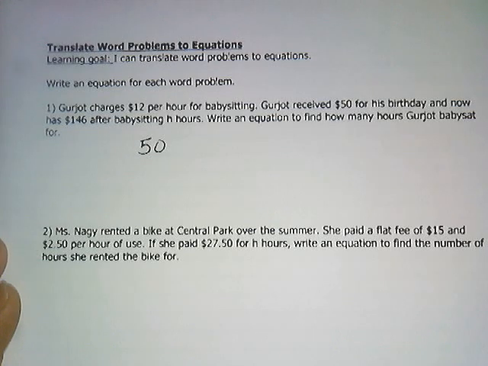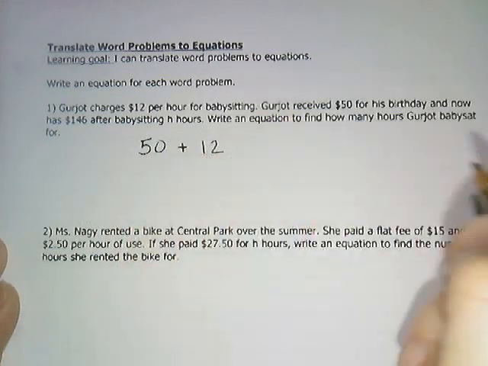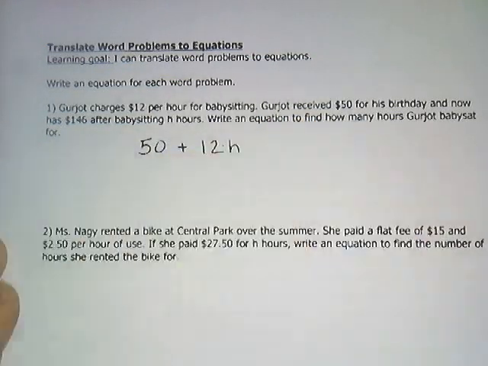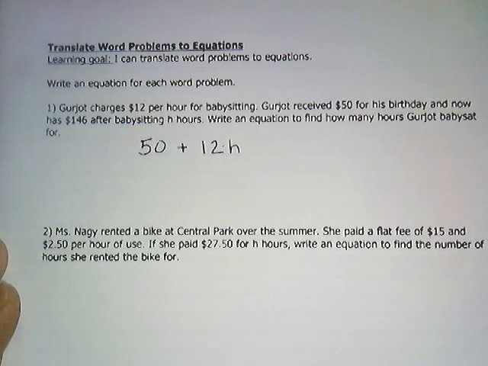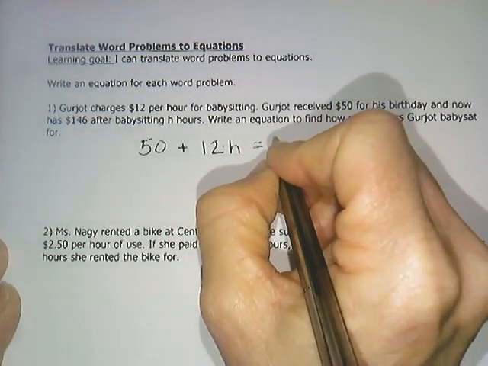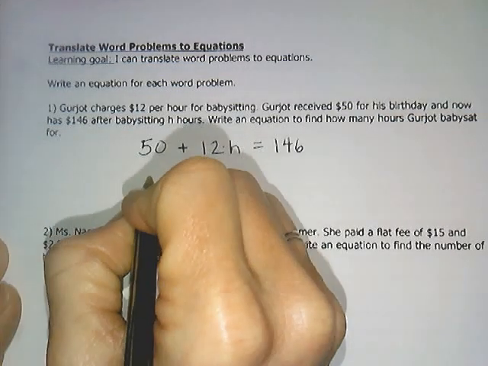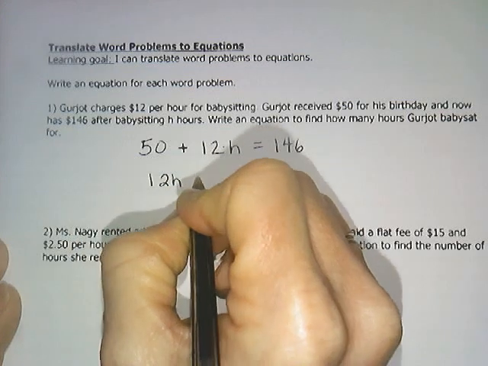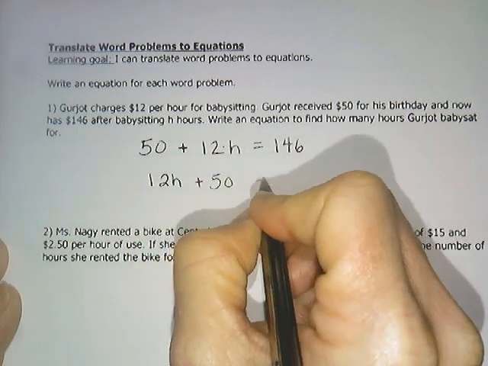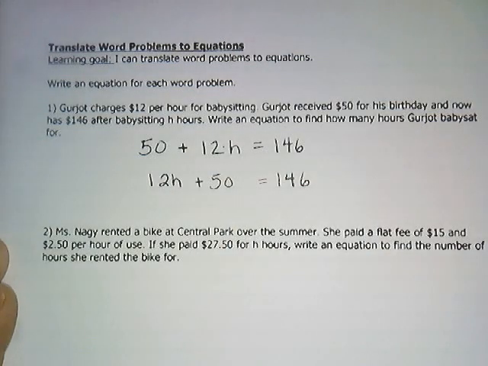And he's earning $12 per hour that he's babysitting. So we're going to add to our $50 the amount that he makes babysitting. That's $12 times the number of hours that he babysits for. We're also told he has $146 after babysitting and receiving his birthday money, so all of this equals $146. We could have changed the position of the 12 times H and the $50 he received for his birthday using our commutative property. So both of those equations would work here.